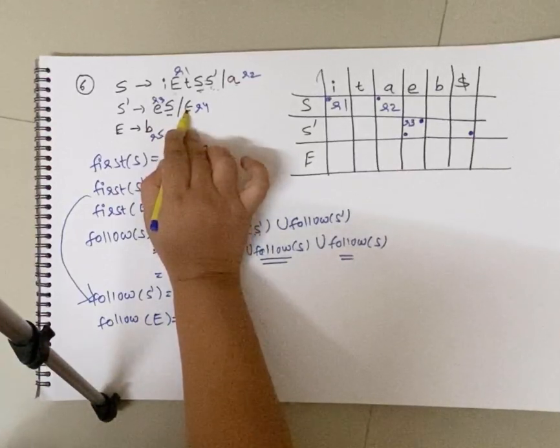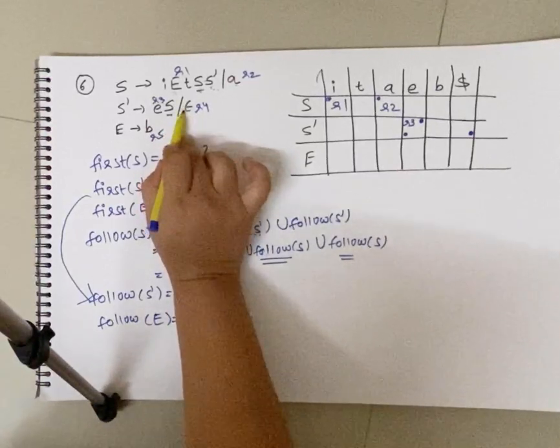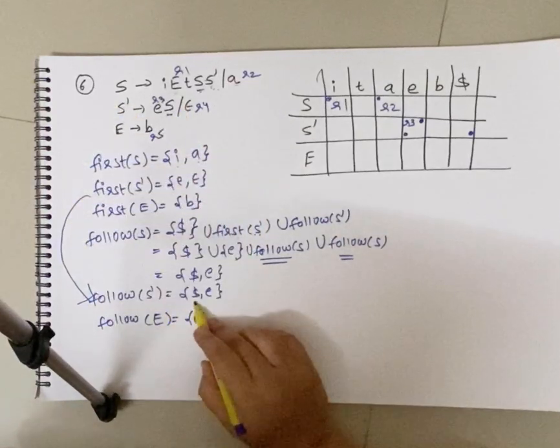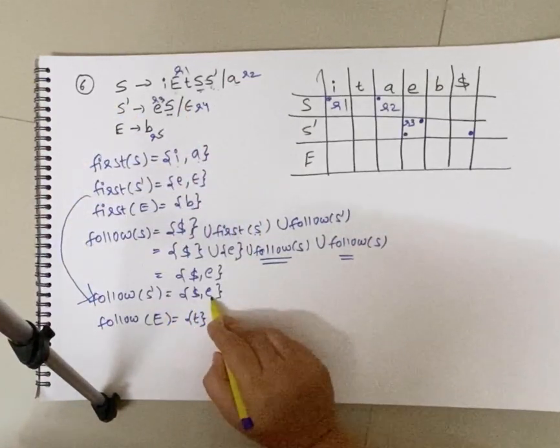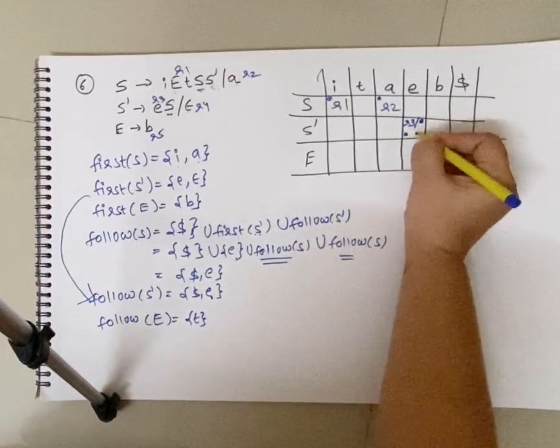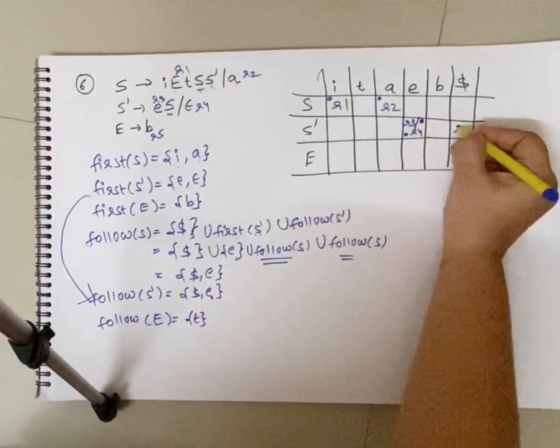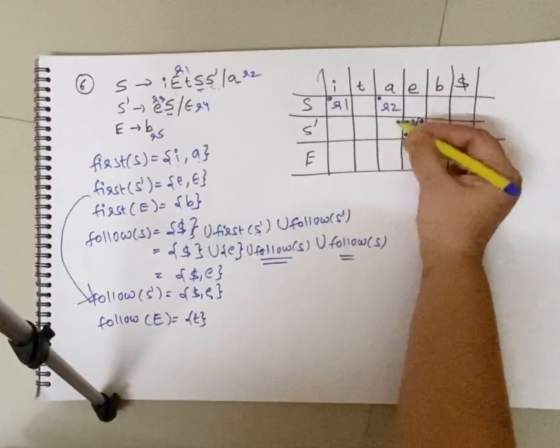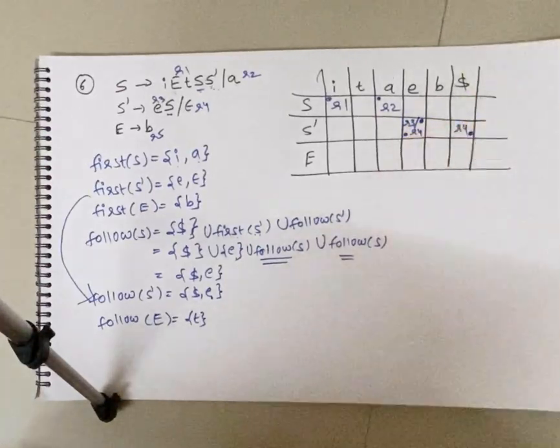Because of epsilon, how many columns are selected? Because of epsilon, a total of 2 columns are selected, dollar and E. So R4 should be written in dollar and E both. So here you have R4 and here you have R4. See, this cell contains 2 rules, R3 or R4.